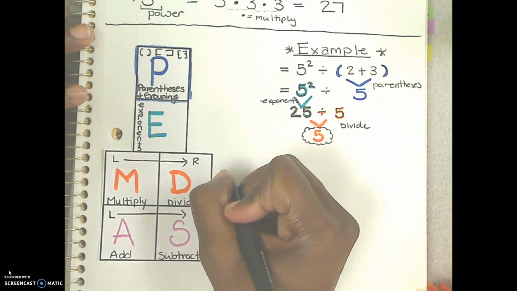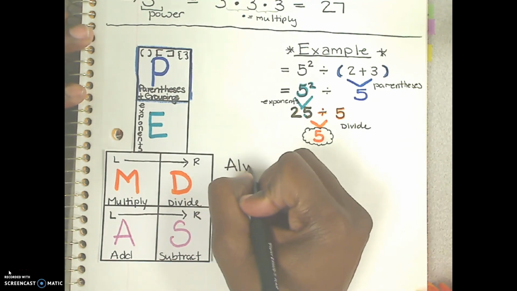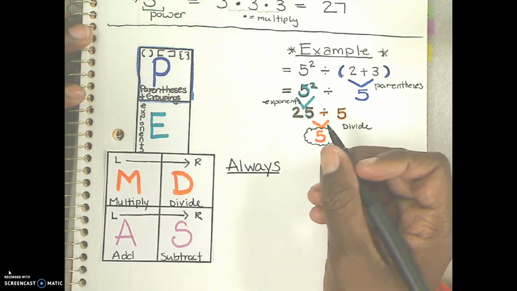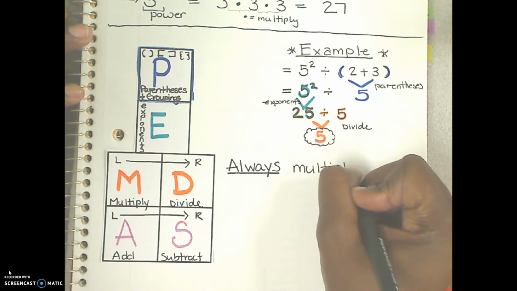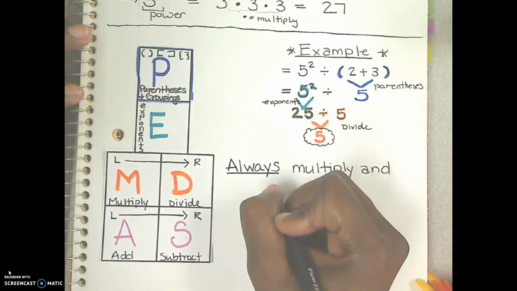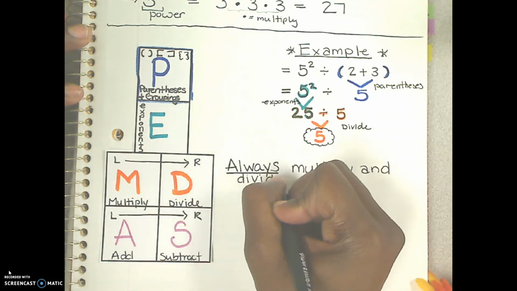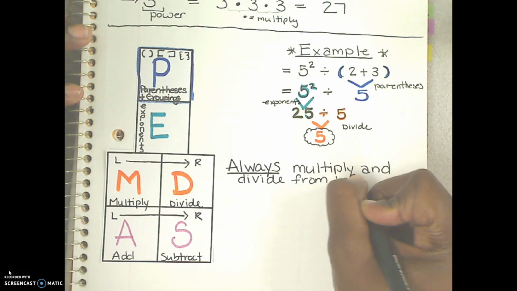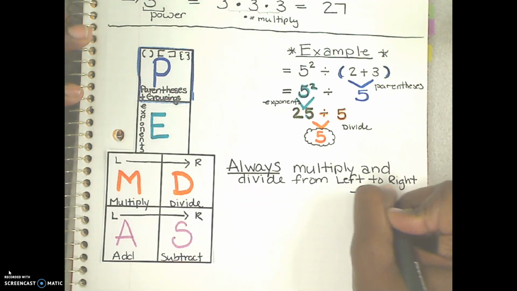Okay. Last couple notes we need to put on here. We want to put always, and underline always. Multiply and divide from left to right. And that's why we have an arrow.